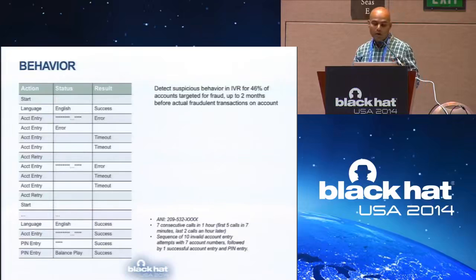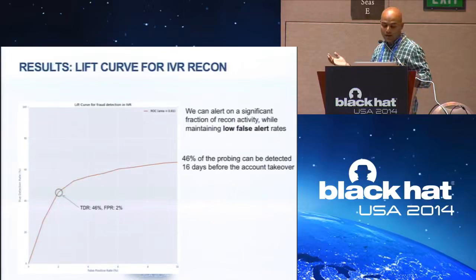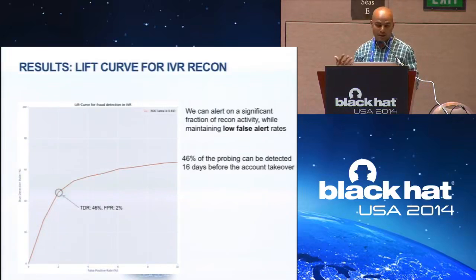So what's the overall result for detecting IVR reconnaissance? As I mentioned, we have a 46% detection rate. That means we can alert on suspicious activity on 46% of accounts targeted for fraud at a false positive rate of 2%.